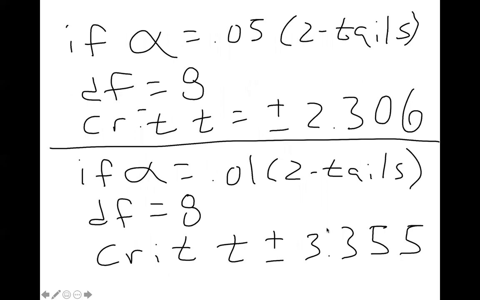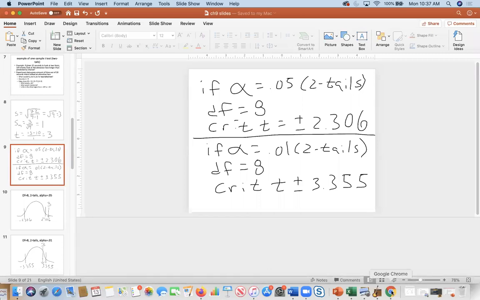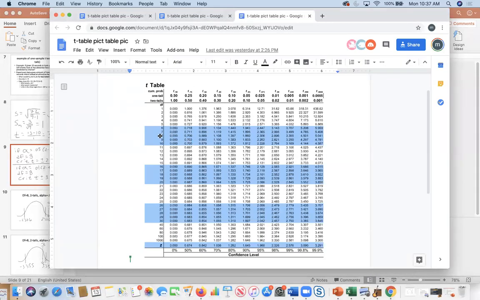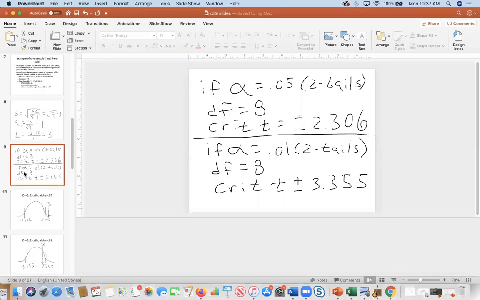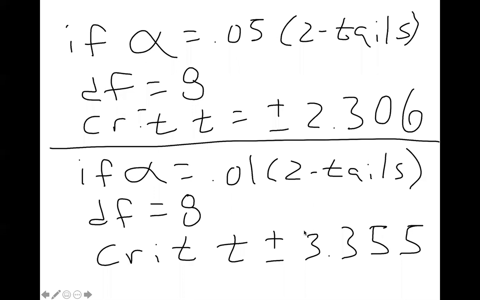And the answer is going to be this. If alpha equals 0.01, and it's two tails, alpha equals 1%, two tails, degrees of freedom equals 8, the critical T is going to be 3.355. I'll prove that to you by looking at right here. Degrees of freedom equals 8. Now we're using two tails, but alpha equals 0.01. So we're using 0.01 right here. Go down to where it says degrees of freedom equals 8. And this number that I'm circling with my mouse is 3.355, which is exactly what I had written here on the slides for you.